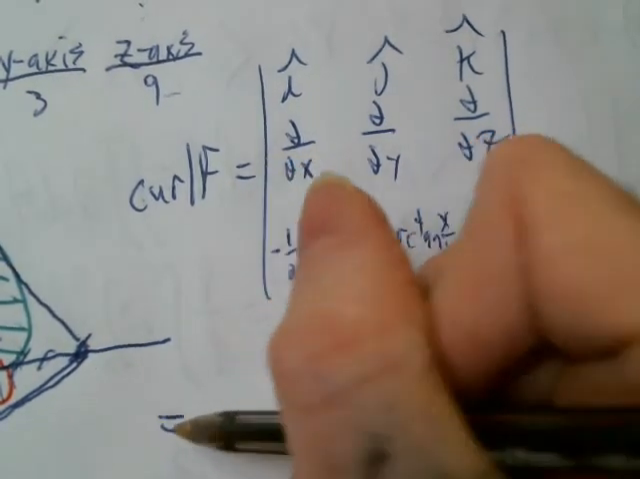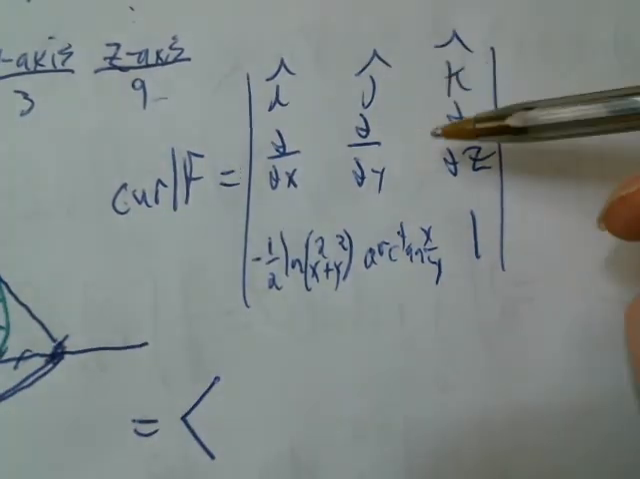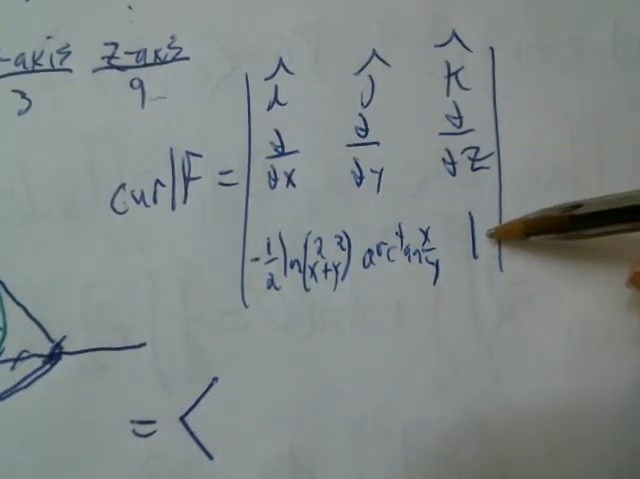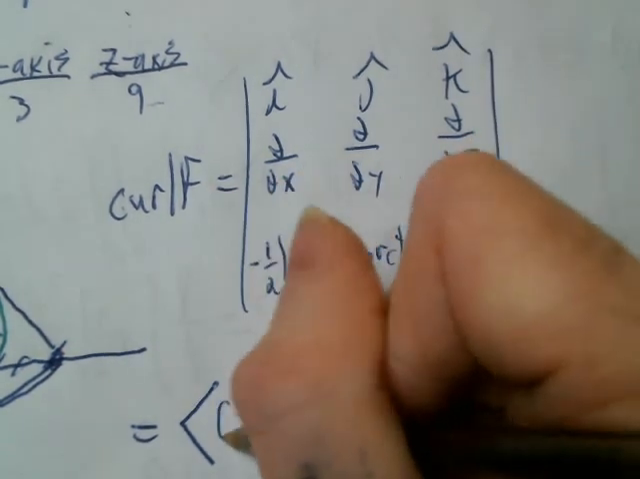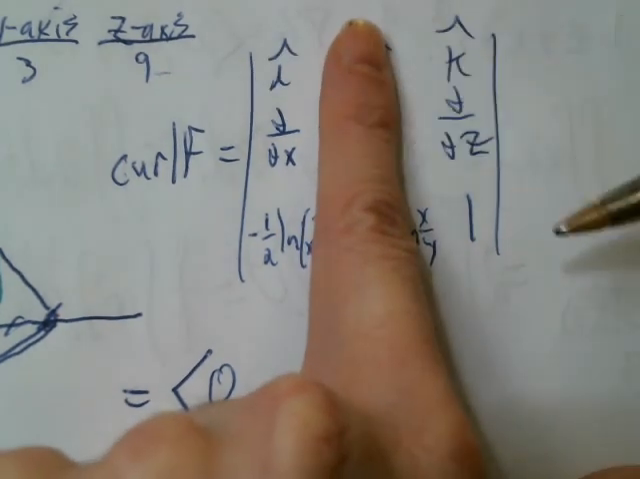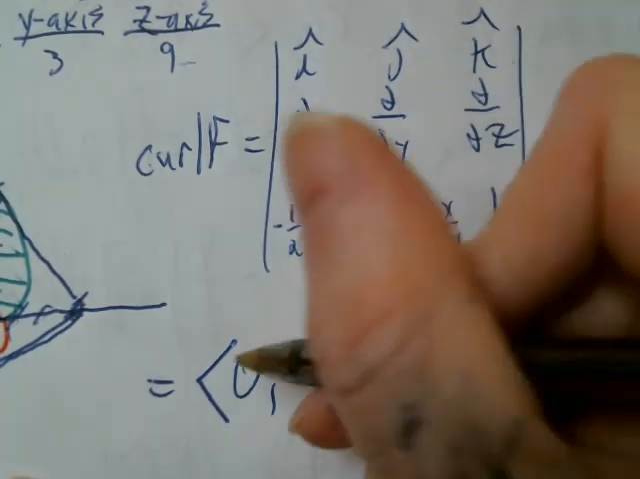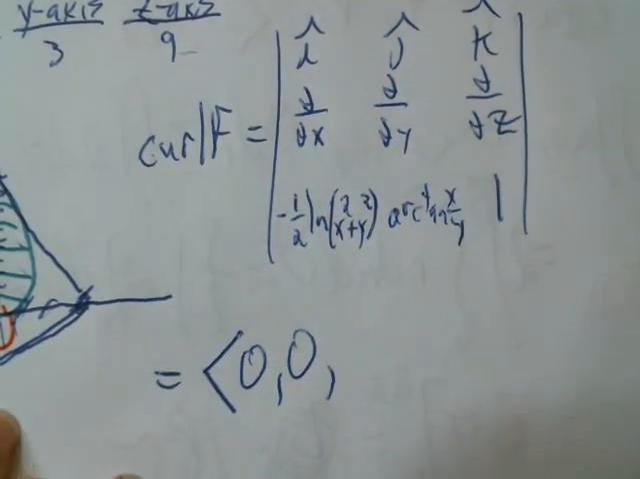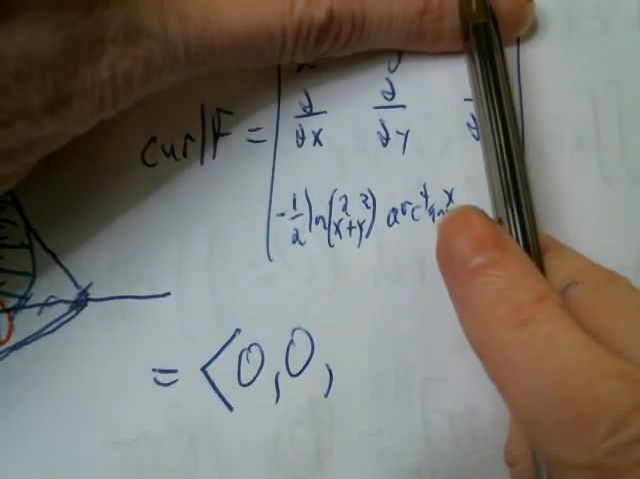Then get your curl. Okay, so cover up these parts. Partial with respect to y of that is 0. Partial with respect to z of this, there's no z variable, so that'll also be 0. Cover up these parts. So the partial of that with respect to x is 0. Partial of that with respect to z, there's no z variable, so that's also 0. So that's nice. And then finally, the last part does contribute information.